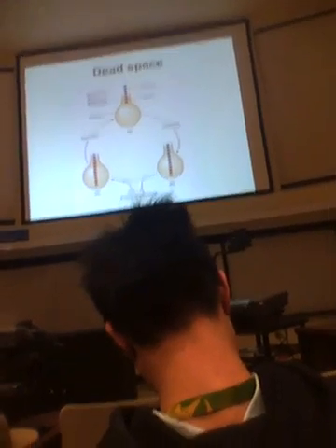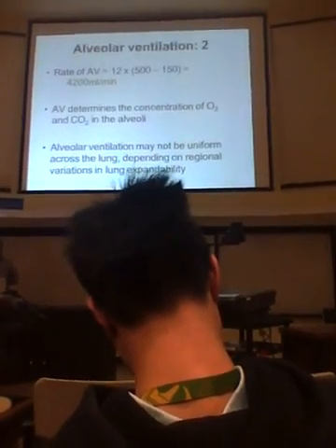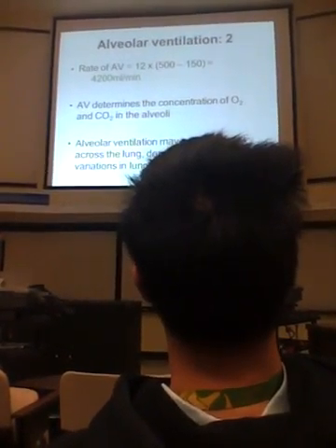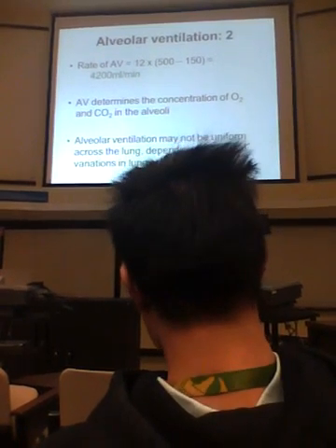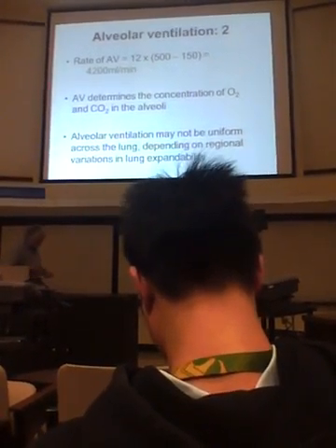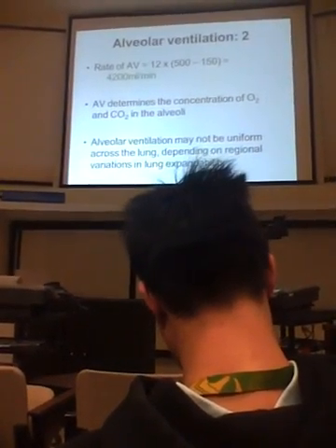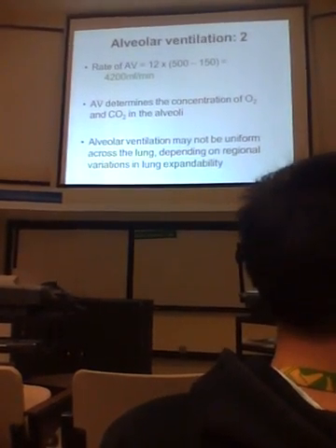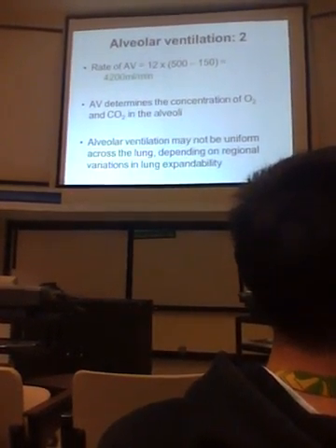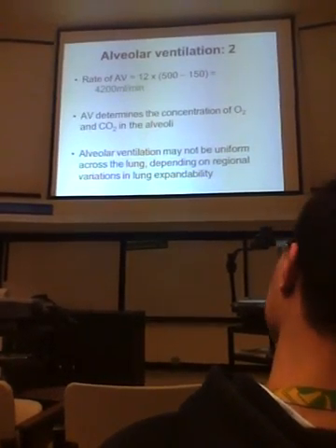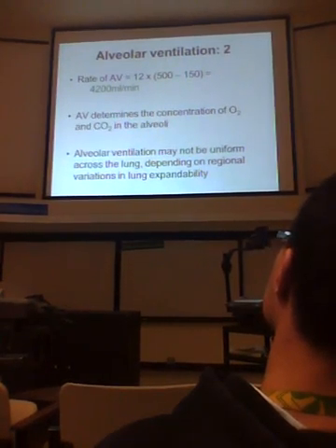Any issues, questions about dead space? So here's alveolar ventilation then. The rate of alveolar ventilation, 12 breaths per minute, times 500, which is the tidal volume, minus the dead space, is about 4,200 mils per minute. I'm not going to test you on these numbers. You don't need to know these specific numbers. It wouldn't hurt you if you did know them, but I'm not going to include them in an exam, so don't worry about that. So that's the concept of alveolar ventilation with dead space.